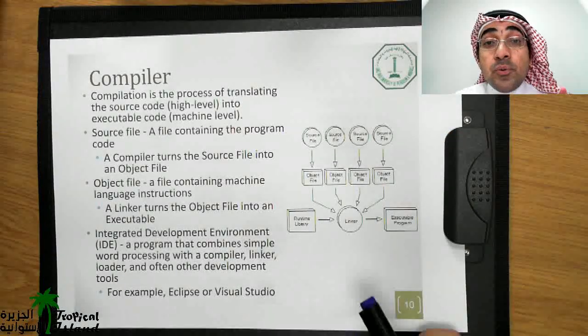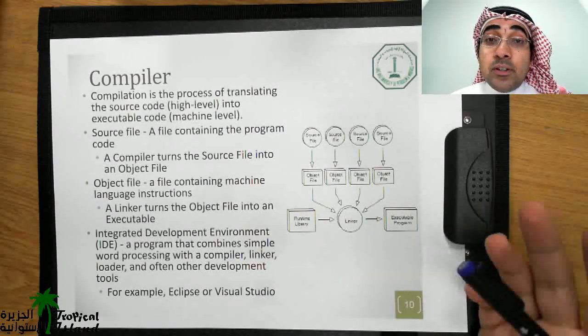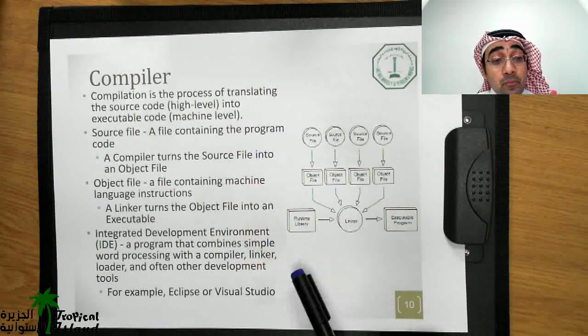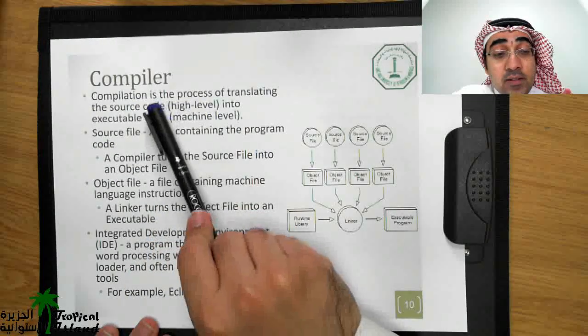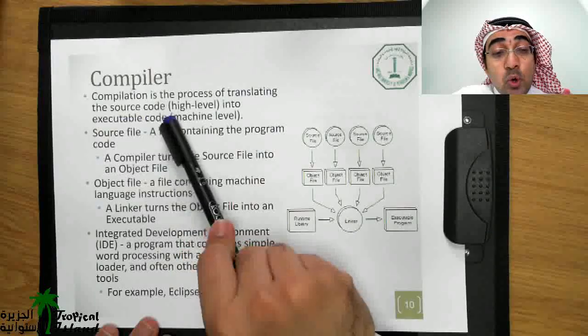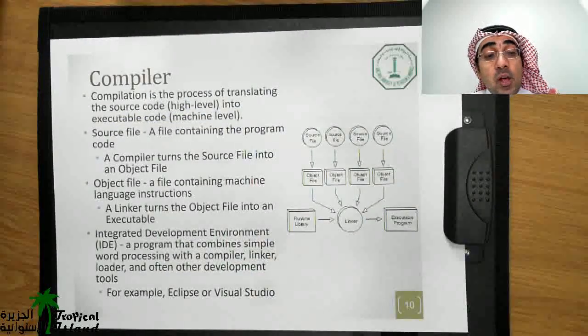Okay, so we write our software in a high-level language, then we compile it, and it generates the machine language for us, and we run it so the hardware can understand it. So the compilation process is the process of translating the source code, which is in the high-level language, into an executable code called the machine language.